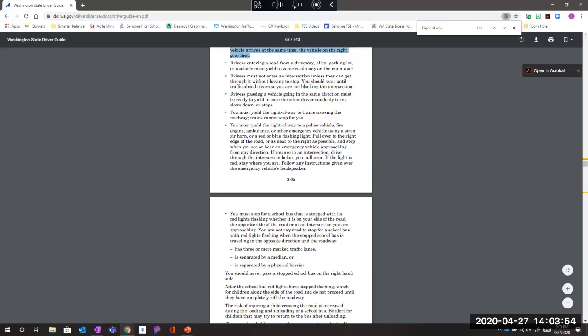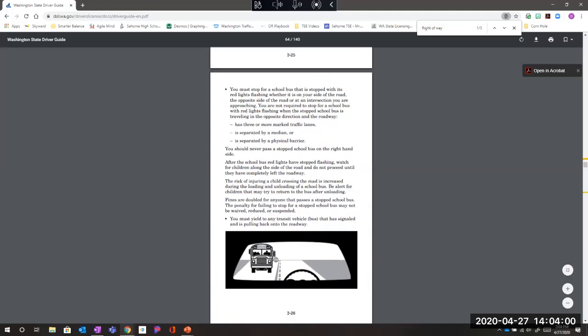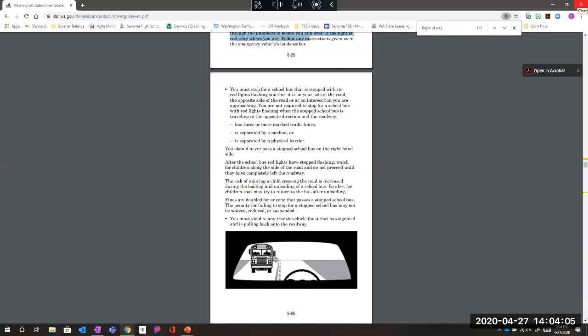You also have your train crossing. You must stop for a train. School buses are there. So you have those pieces to look up for yourself. Okay.